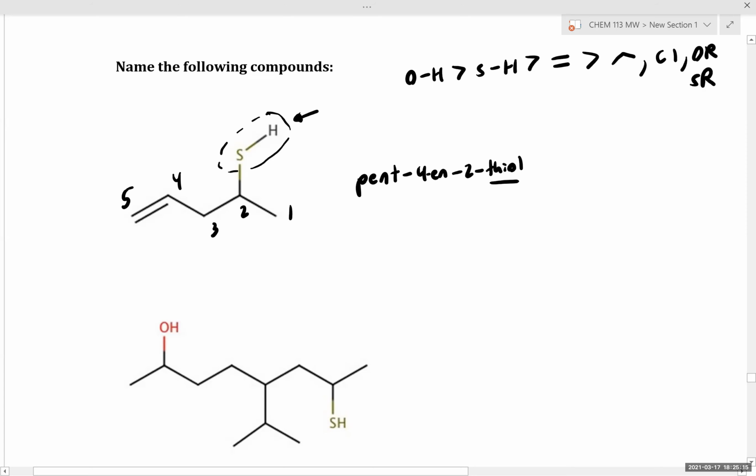Does that make sense to everyone? So the thiol suffix is a suffix that is the principal part of the name, and it tells us that this compound is a thiol, and the thiol is our highest priority group. Does that make sense to everyone? So pent-4-ene, E-N-E, 2-thiol is the full name for this compound.